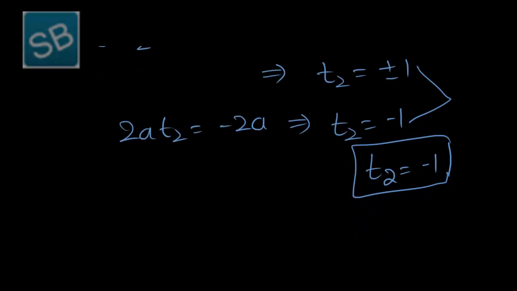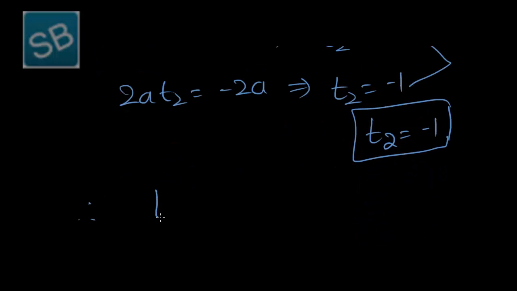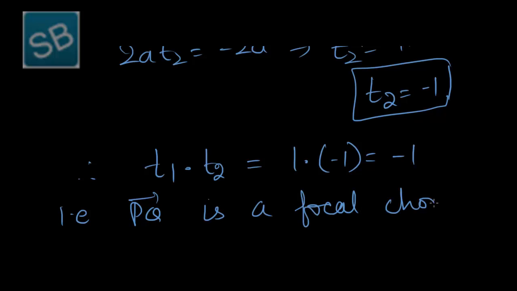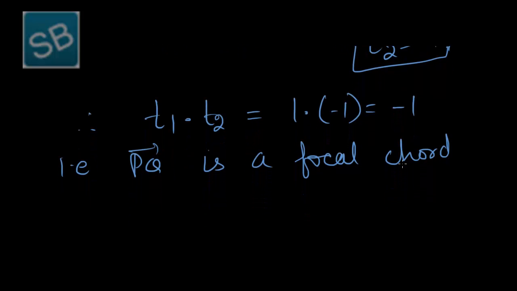So if we take the product t1 into t2, t1 is 1, t2 is minus 1, we get minus 1. That is if PQ is a focal chord with given parametric equations as the coordinate, then t1 into t2 is equal to minus 1.